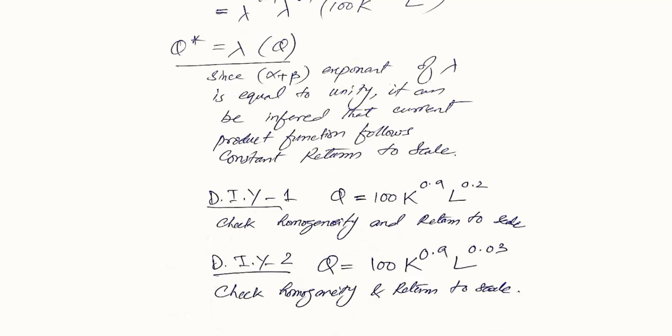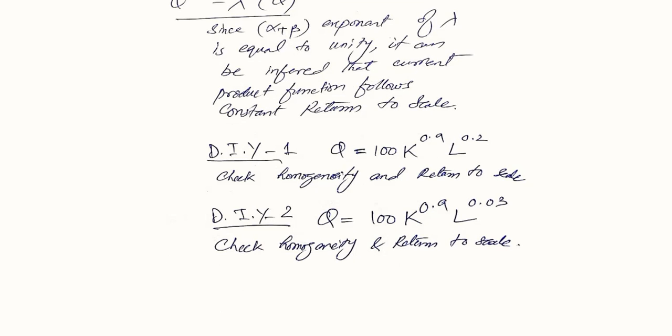So this is the Cobb-Douglas production function in its standard form, in its most common assumption of constant returns to scale. But we can do further experimentation, and here we have two examples: DIY, do it yourself, 1, and it requires you to deal with this production function, and you can see that it is having powers of 0.9 and 0.2. So this will give you interesting findings.